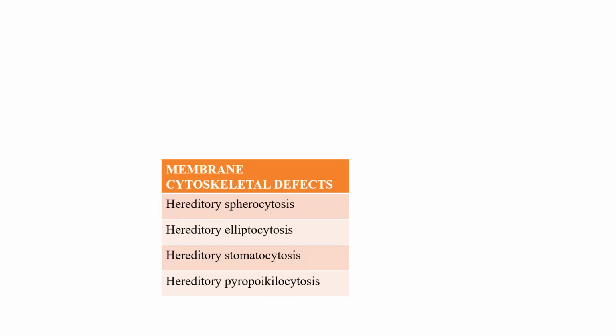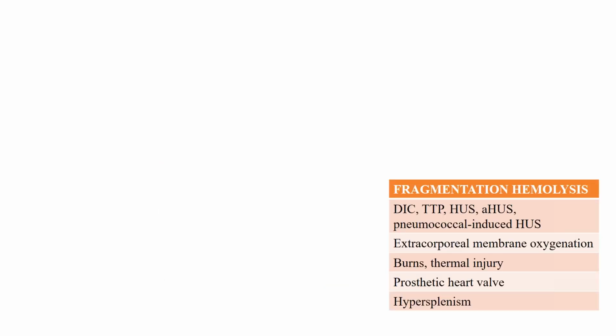Then there are membrane defects, that is hereditary spherocytosis, elliptocytosis, that is just the defect in the membrane shape because of the deficiency of the cytoskeletal proteins. So they become more prone to hemolysis. What is fragmentation hemolysis? Fragmentation hemolysis is any process going on in the body, like DIC, HUS, TTP, or burns, any thermal injury, any prosthetic heart valve, through which when the RBCs run, they become more prone to destruction.